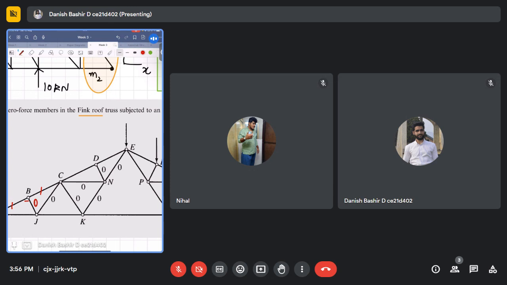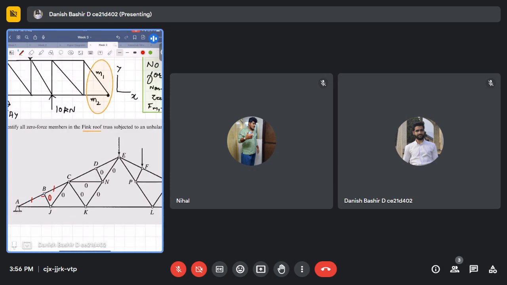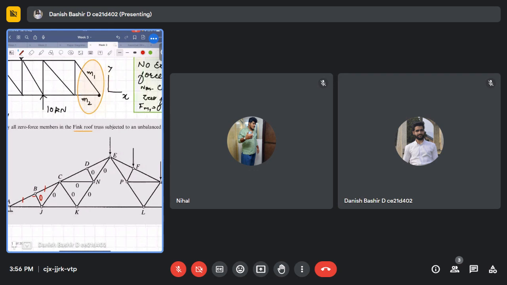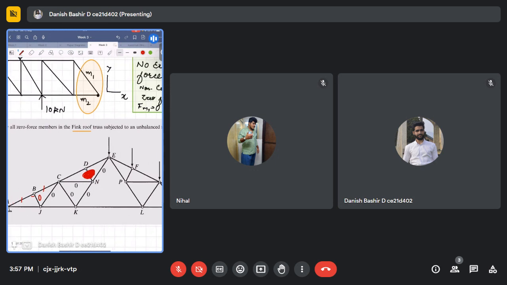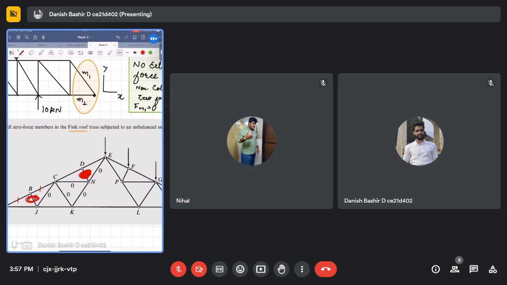Okay, so now we have to come from the other side. We have to come from this side. This is collinear, this is collinear, so this will be zero force member. So when this is a zero force member, just imagine this is not there. Okay, you people got my point? So then there is this member. One more thing, yeah, this is zero force member. Imagine this is not there.